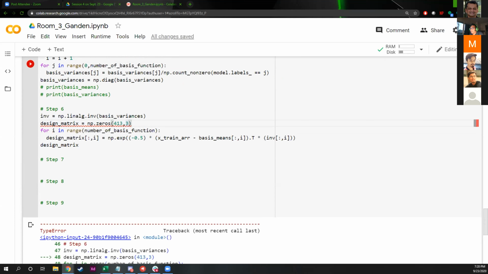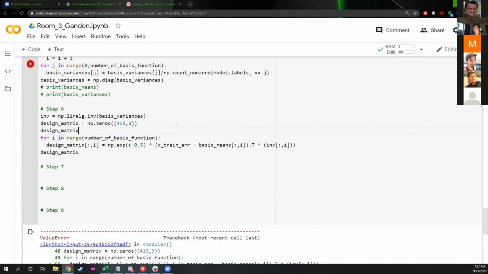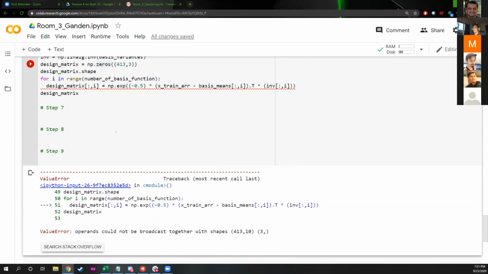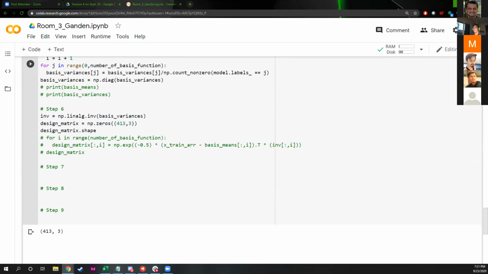Just put two parentheses before 413 and after 3. Two parentheses, you said? One here and one here. No, after 3. After 3. Sure. And you can just print the shape of it after that. What is the error now? Still 413 comma 3.